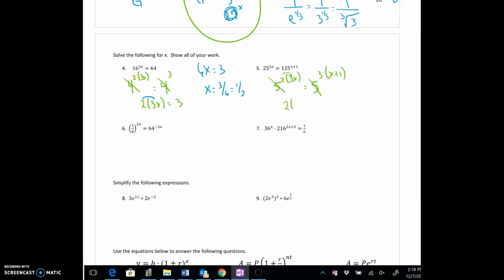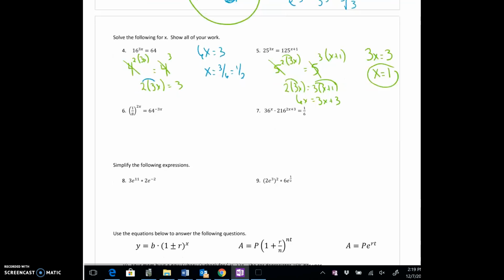And now that those bases are the same, I can ignore them, and I can distribute. Well, let me rewrite it here. All right, so I will distribute, and I will get 6x, and then I will distribute here, and I will get 3x plus 3. And now I'm going to start solving. I'm going to bring the 3x over to the left side by subtracting, so that now gives me 3x on the left and 3 on the right. And once I divide by 3, I get my answer of 1.